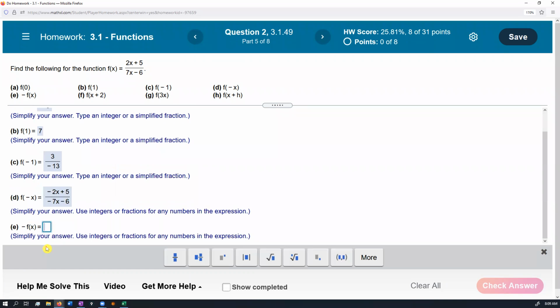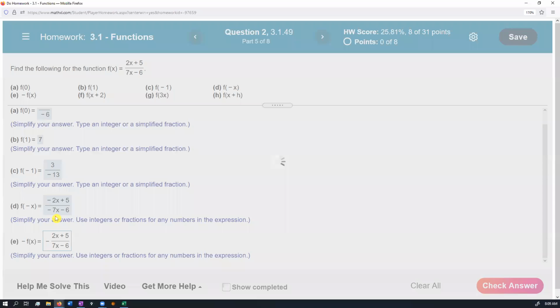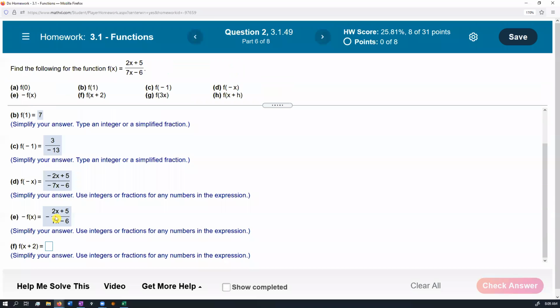Okay, for the next one, I'm going to see how it does with this one. I'm going to put negative, and then I'm going to put a fraction. Then I'm just going to type in the original function. So 2x plus 5, down arrow, 7x minus 6. So I'm putting that negative just out in the front.